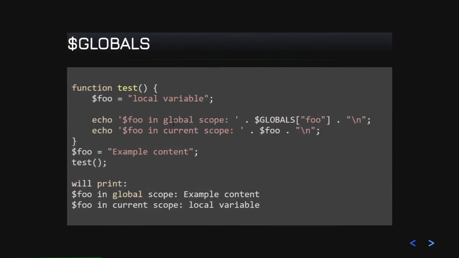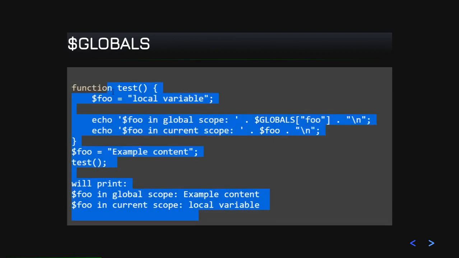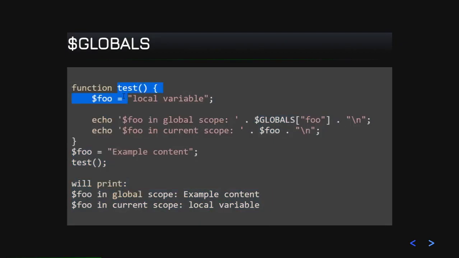Okay, more on the GLOBALS array. So we see another example here. This one is a function called test. Here it has a local variable named foo, and here I just display foo in the global scope by indexing foo in the GLOBALS superglobal array, and here I display the value of the local variable foo.